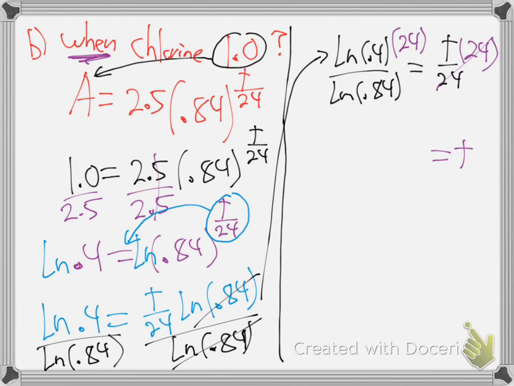I got 126.1 hours. I don't know how far they want it rounded. Hours until the pool chlorine level drops all the way down to 1.0. Yeah, so good. That's what they want, the nearest 10th. Good? Questions I can answer?